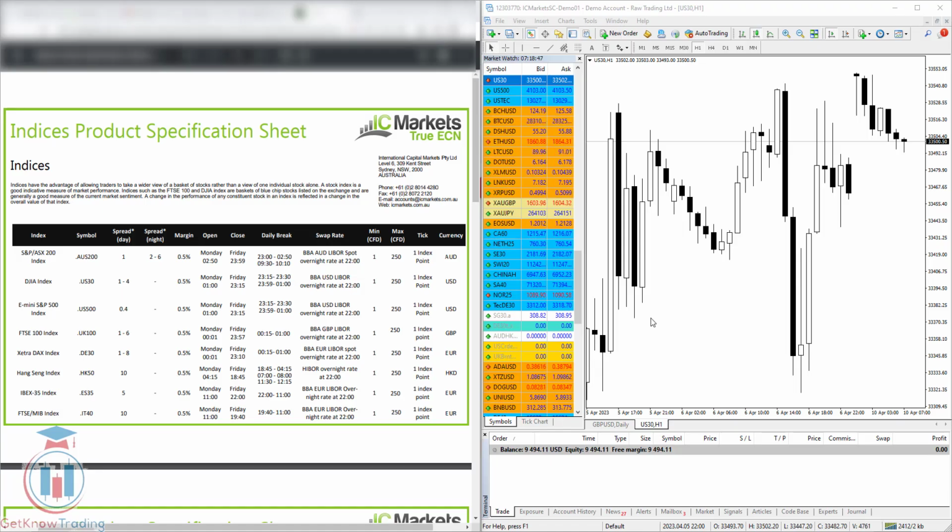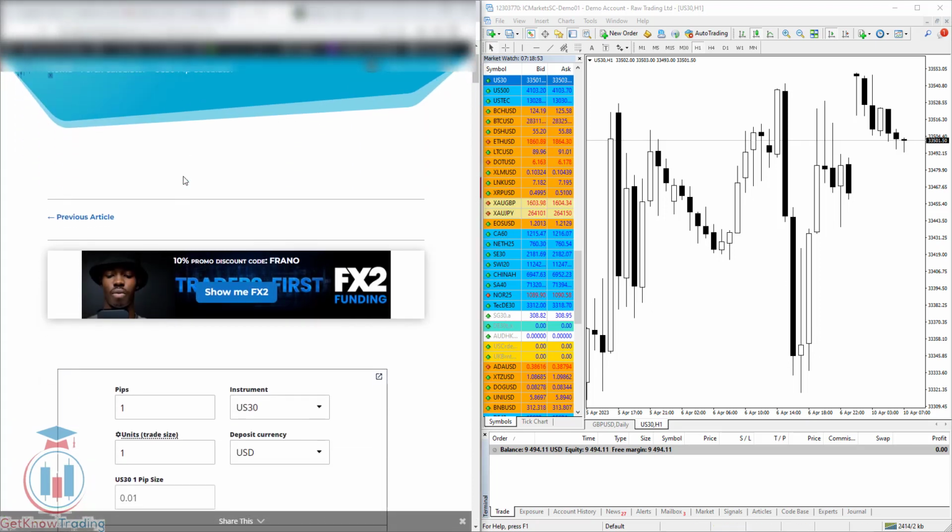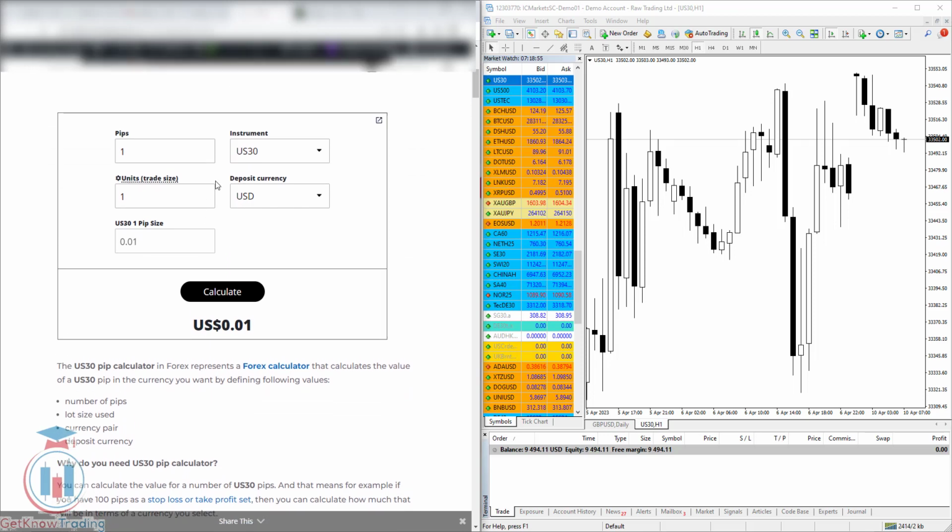In this lesson, I will show you how to use a US30 Pip calculator, which you can find on the Get Now Trading website. Here you have a calculator with several fields that need to be populated to get the value of a pip inside the MetaTrader 4 platform or any other platform that you are using for trading.